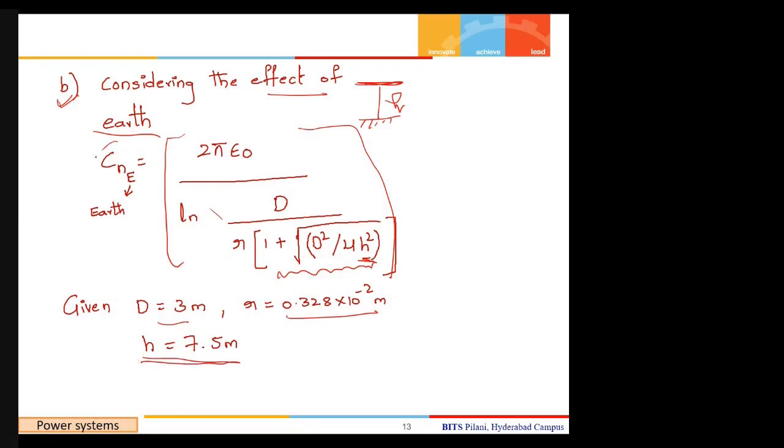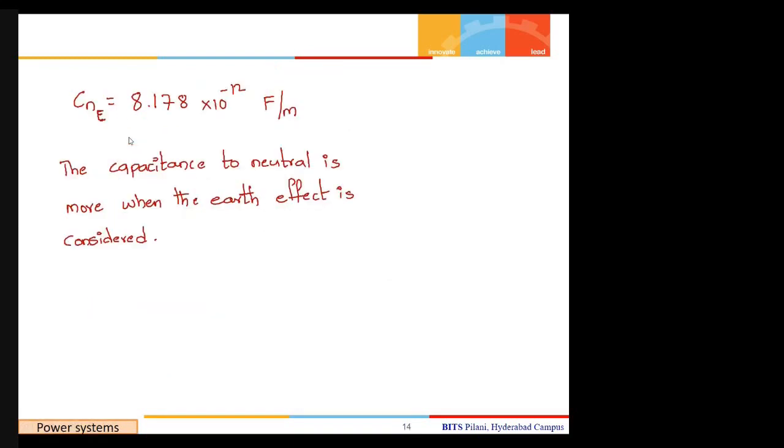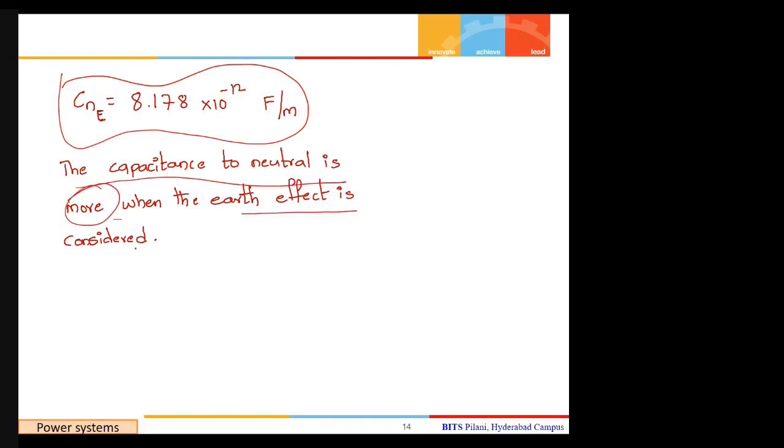So you can determine the capacitance with respect to earth, and that is calculated with respect to neutral point, not between the conductors. So the capacitance with respect to neutral you will be getting 8.178 times 10 to the power minus 12 farad per meter. So what is the conclusion? The capacitance to neutral is more when the earth effect is considered. So considering the effect of earth, your capacitance will be more. Now understand, if you have a line and the ground, you will be having the capacitance between the line and the ground, which is equal to Cn. That is the capacitance between the line and the ground.